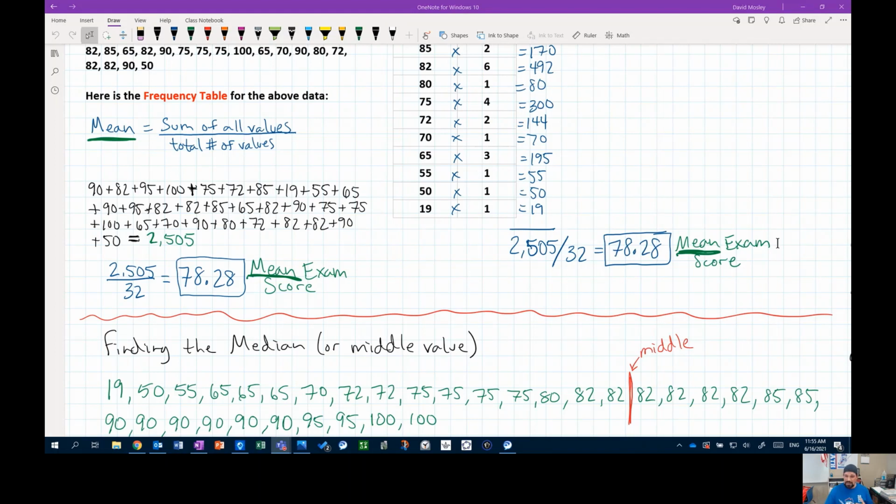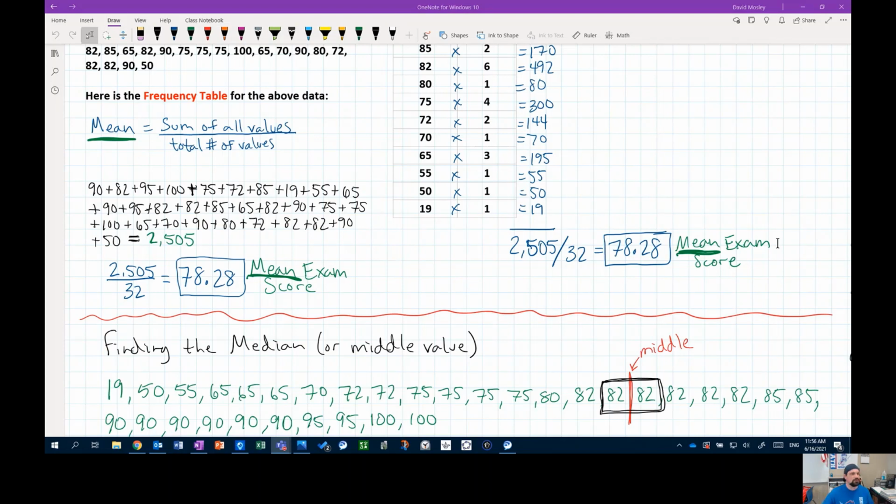Had we had 33 numbers, there would be 16 to the left of a number and 16 to the right, and then the number in the middle, the 17th number. In this case, since we land directly between two values, we use the middle two values and take their average. In this case, they're both the same, so the middle value will be 82, which will be the median. Had they been different numbers, we would add them together and divide by 2.